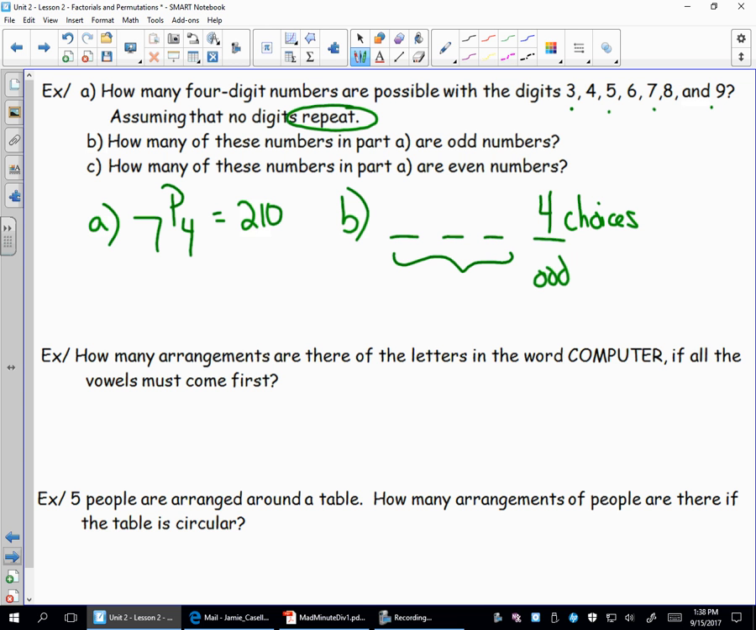Same thing. So I've got 6 things, and I've got 3 spots. So in other words, 6P3 times the 4 choices, because I got to fill the first part and the second part. So 6P3 times 4 comes up to 480.